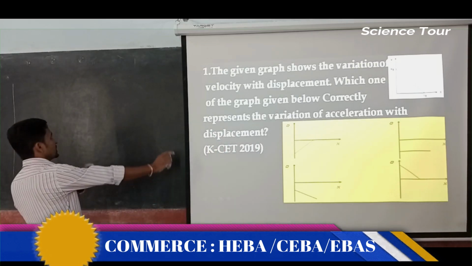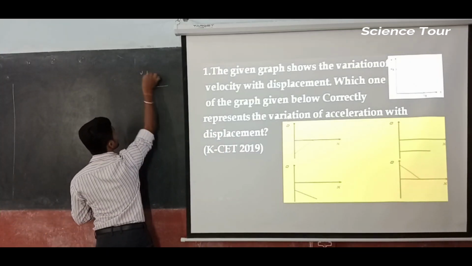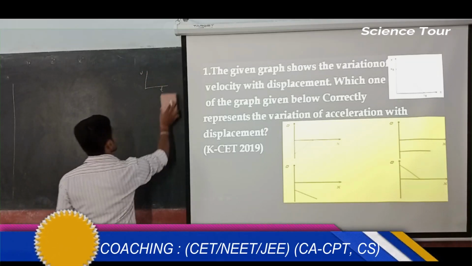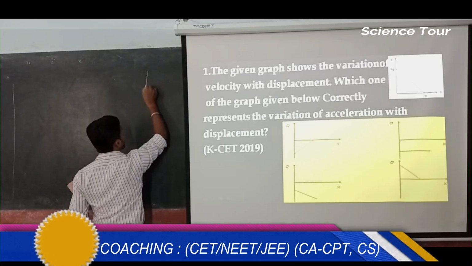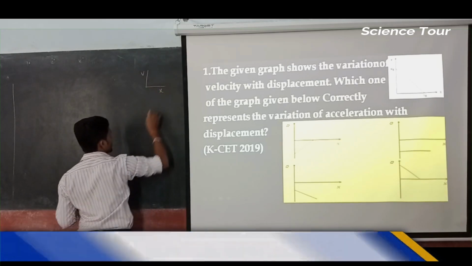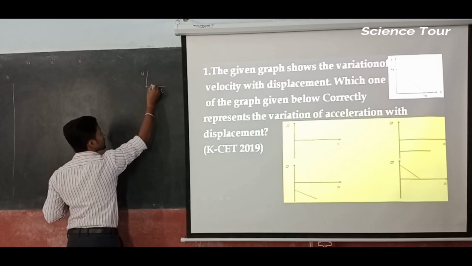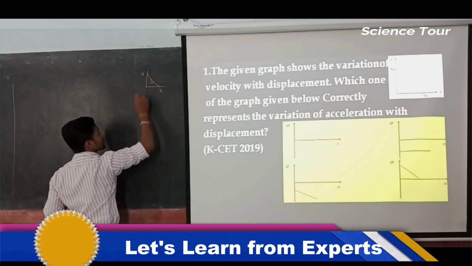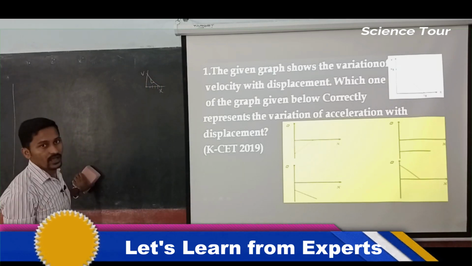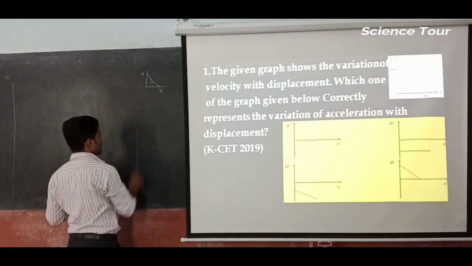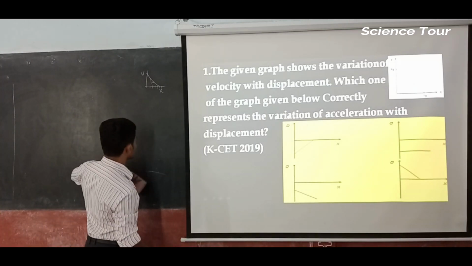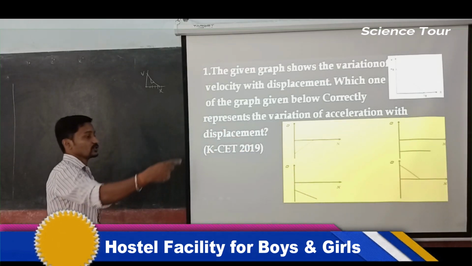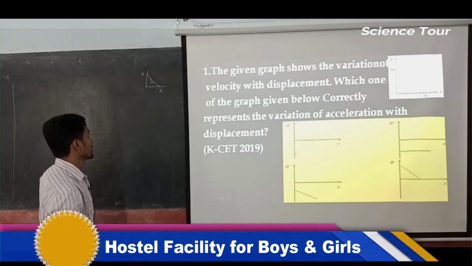Till now what have we studied? Till now we have studied the graph of velocity with respect to time. But this is a bit different. The graph is velocity with the displacement. Means as the displacement increases, velocity goes on decreasing. Means the slope is negative. The acceleration is negative, we can say, no? Now for the graph of acceleration with respect to displacement, whether acceleration increases or decreases, that you have to find out.